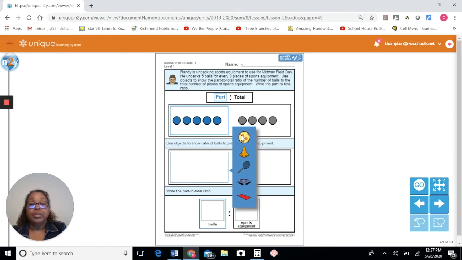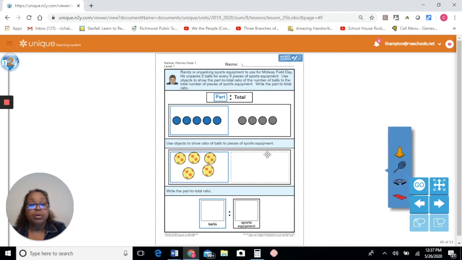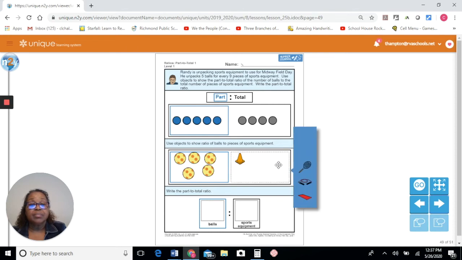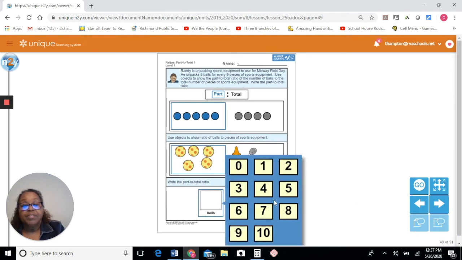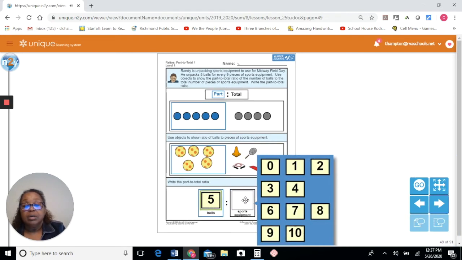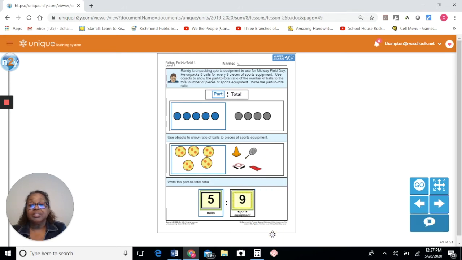We can do that again. We can have 5 balls. 1, 2, 3, 4, 5 out of the total number, and the total number was 9. 6, 7, 8, 9. 5 of the total amount of equipment were balls, and the total amount of equipment was 9. 5 of the 9 were balls. 5 to 9. All right.